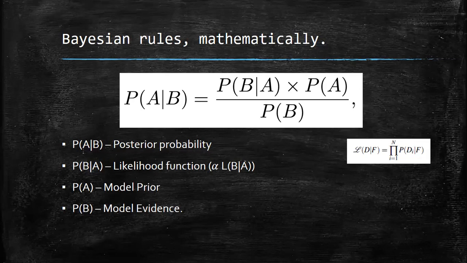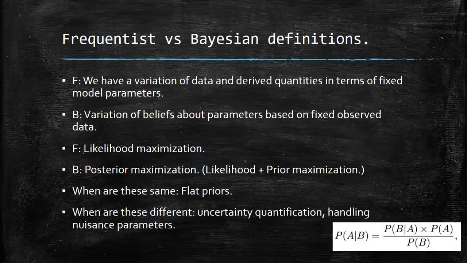Okay, so the fundamental takeaway on the differences is the following. We have a frequentist approach where we have variations of data and their derived quantities and a fixed model. On the other hand, for a Bayesian, we have variations of beliefs about the model and a fixed data. So in one, we are varying the data, and in the other, we are varying the model. In a sense, it looks like we are working on opposite ends of the spectrum, however, these are not entirely different.